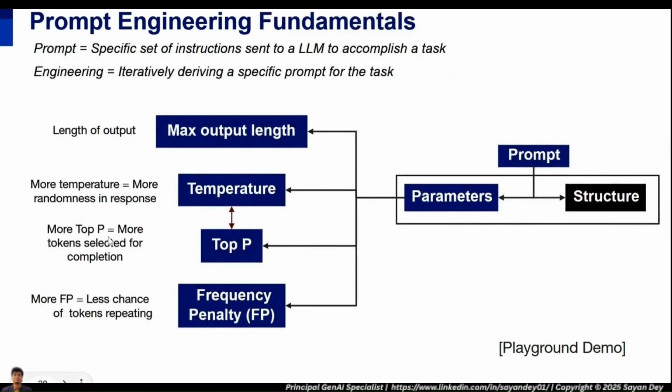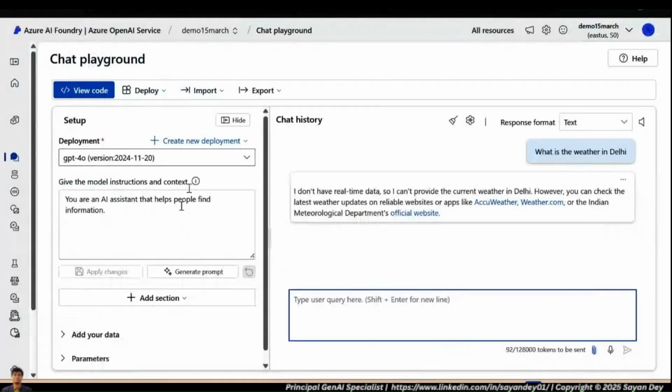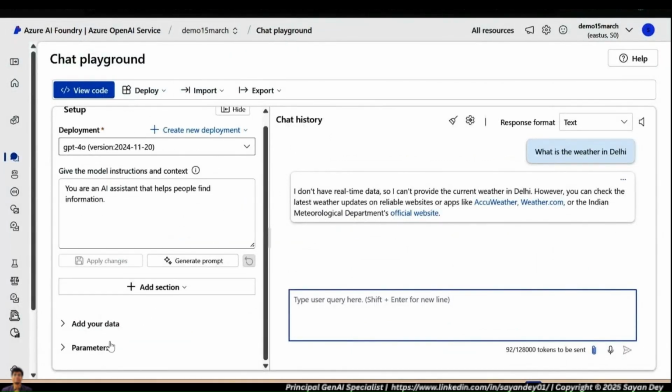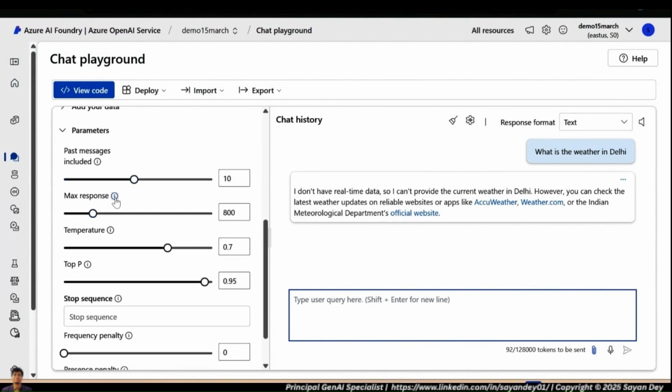And all these parameters do something similar. Top P and frequency penalty are also very similar, I would say. You can also control the length of the maximum output. Based on the platform, some of these options might vary. But if you look at the Azure OpenAI playground and go to parameters, you can see something called max response. You can control the number of tokens here.